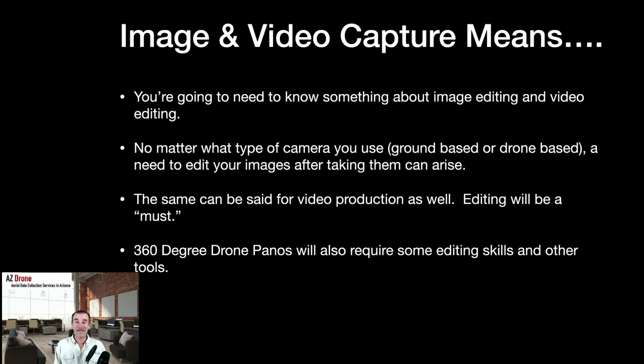So, image and video capture, since we're going to be capturing photos and we're going to be capturing video, that implies a couple of things. Number one, you're probably going to need to know something about image editing and video editing. No matter what type of camera you used, whether you're using a ground-based DSLR or maybe one of the new mirrorless cameras or a drone camera, the need for photo editing is going to come up. So don't think for a moment that some realtor down the road is not going to ask you, can you do some edits to these photos? So you're going to need some basic photo editing skills and some basic video editing skills in order to work with realtors and other clients for that matter. 360-degree drone panos will also require some editing skills and potentially some higher-end editing skills as well.